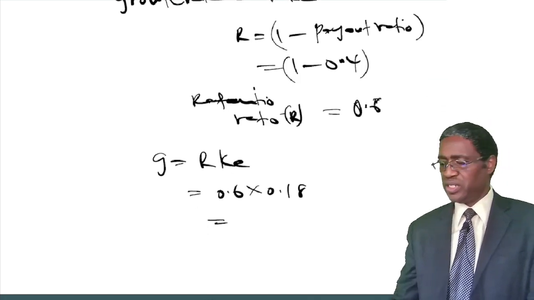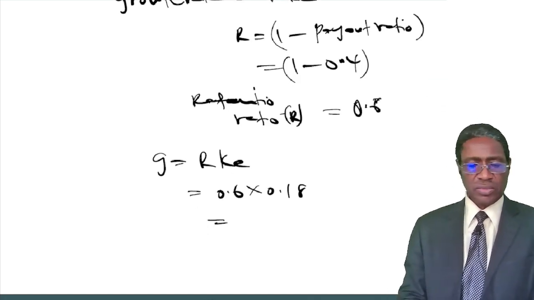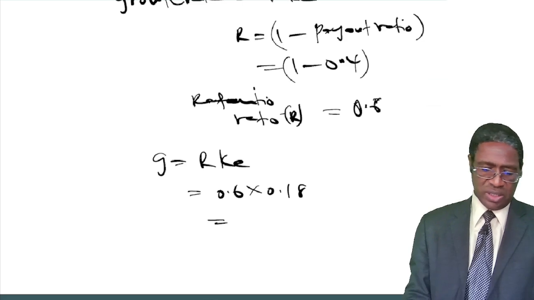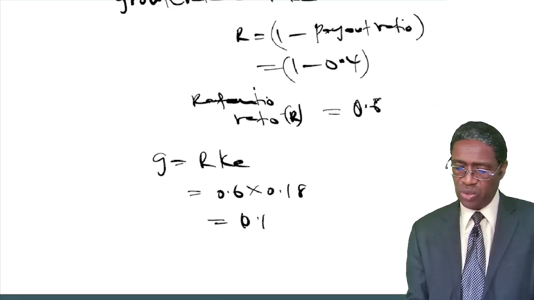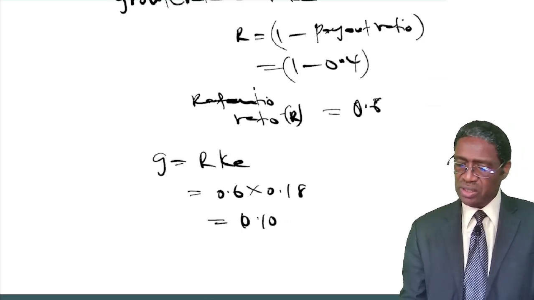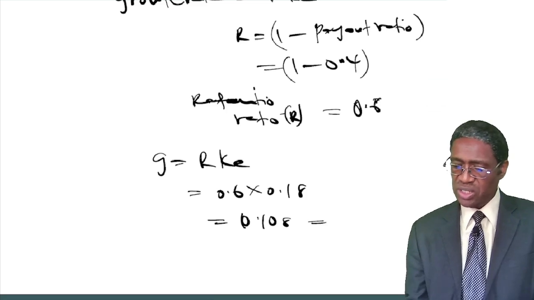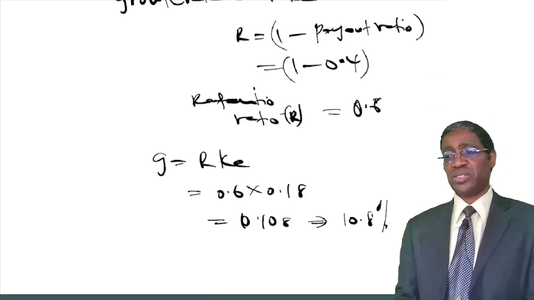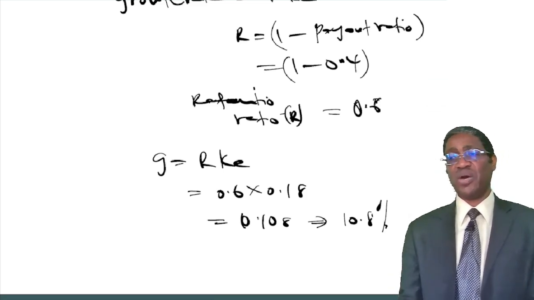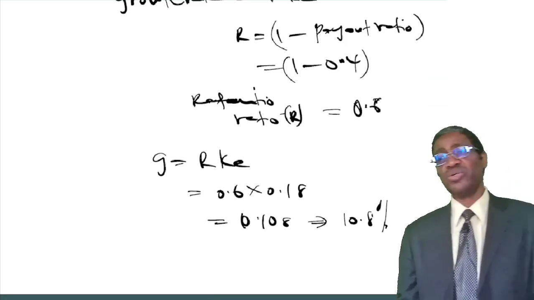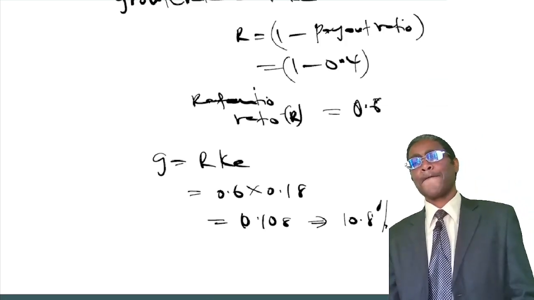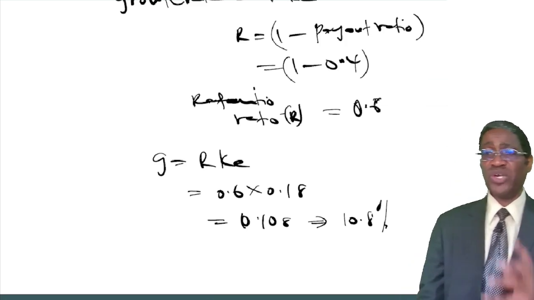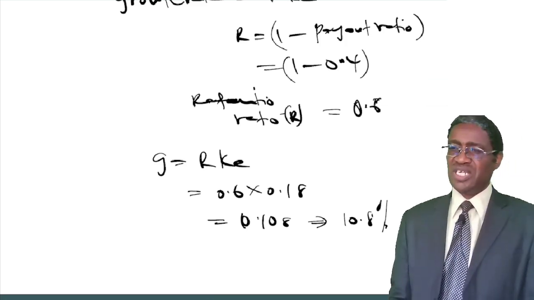What becomes our growth rate? Let me calculate it now. We are taking 0.6 times 0.18. I'm getting 0.108, which is the same as 10.8%. That is our growth rate. Now we know the G.